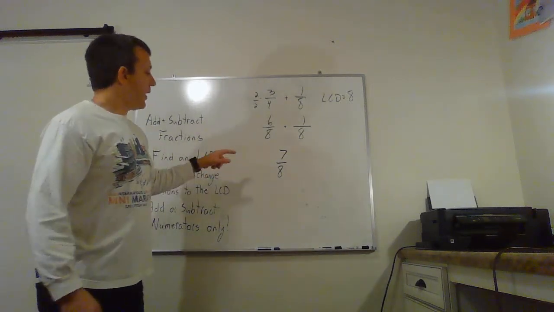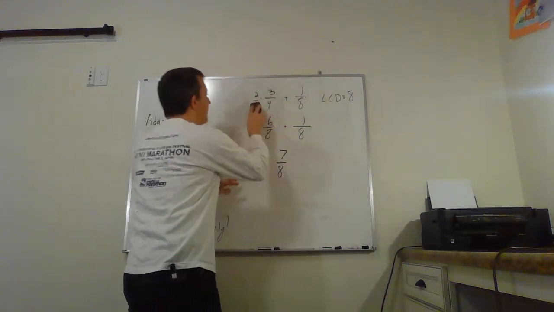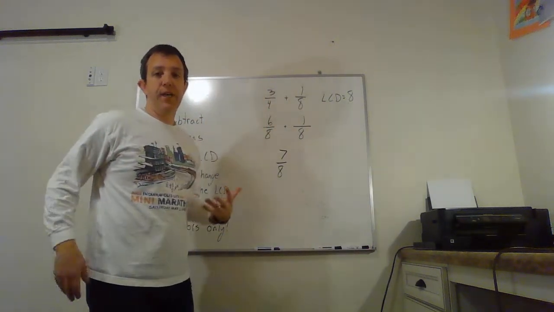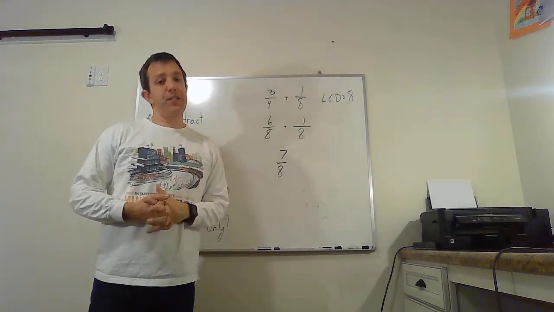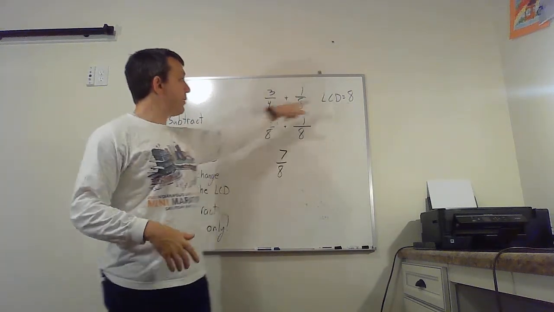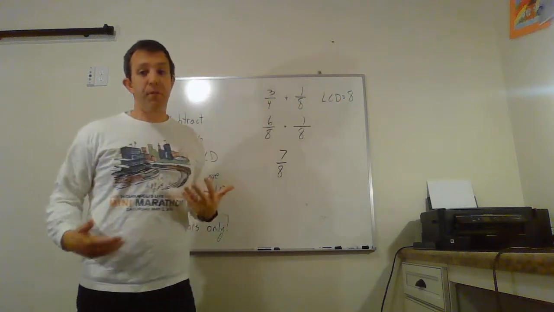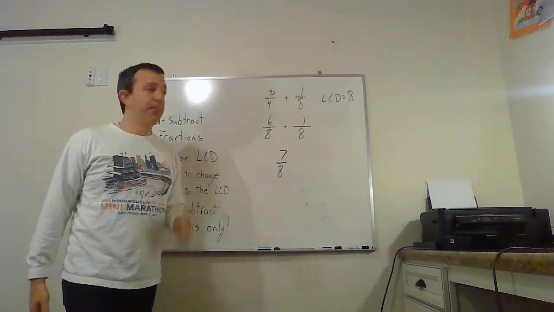Here we go. I have, well, let's get rid of this for a second. I have 3/4 plus 1/8. Now I use the inspection method to find my least common denominator here, which is 8. Right? 8 is divisible by 8. 8 is divisible by 4. It works. It's my common denominator.